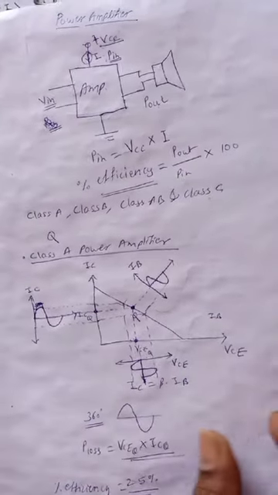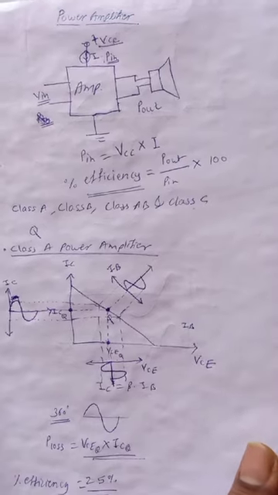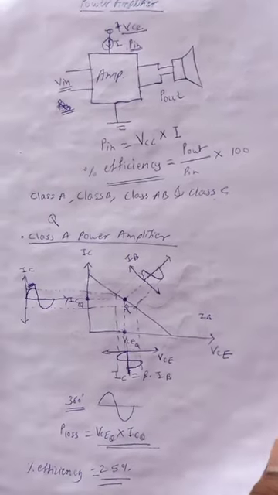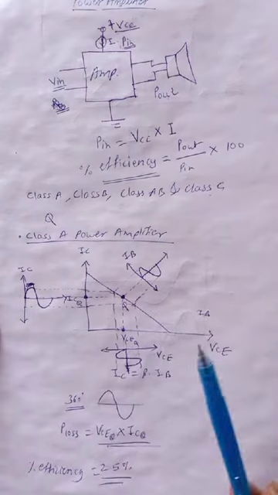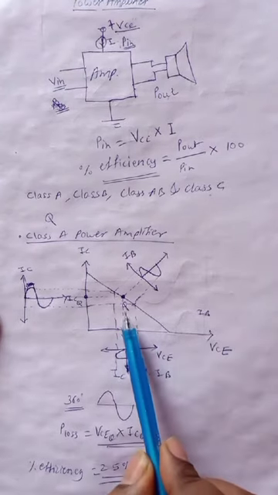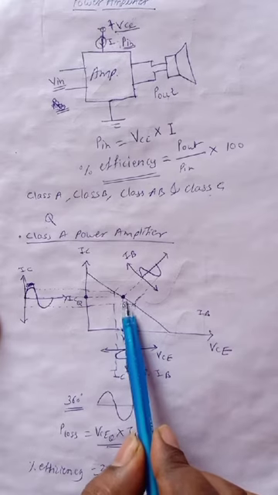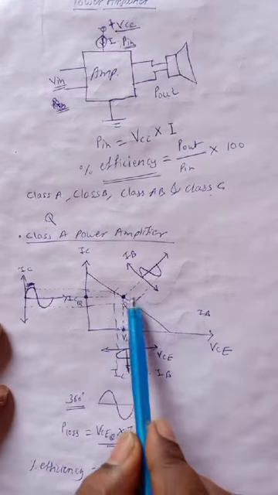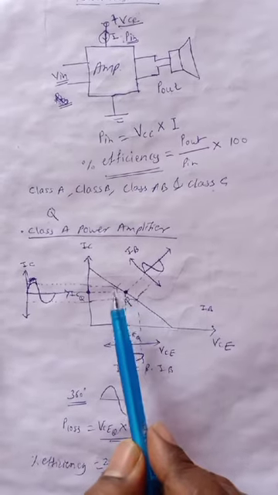Good morning. So last time we saw the power amplifiers. In that, first one is a class A power amplifier, in which the Q point or operating point of a transistor is at the center of the DC load line, that is in the active region, center of the active region.